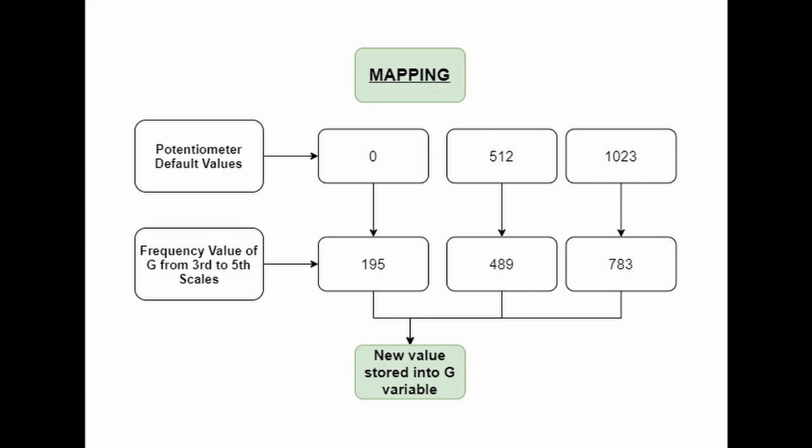The reason we use the map variable is because the range of the potentiometer is 0 to 1023 by default, but we want it to be the range of our notes. The map variable reassigns the value of the potentiometer, and that is then stored in our note variables.